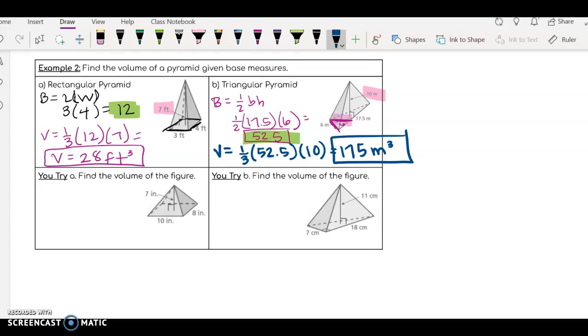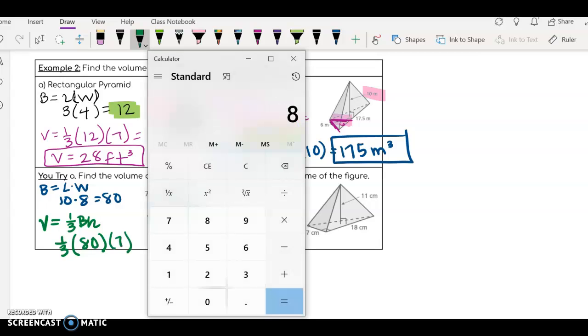All right, so the area of my base is a rectangle. So my base is length times width. So 10 times 8, which gives me 80. And now I'm going to plug that into my formula. Volume equals 1/3 base area times height. So 1/3 times 80 times my height, which is 7. So 80 times 7, divide by 3.